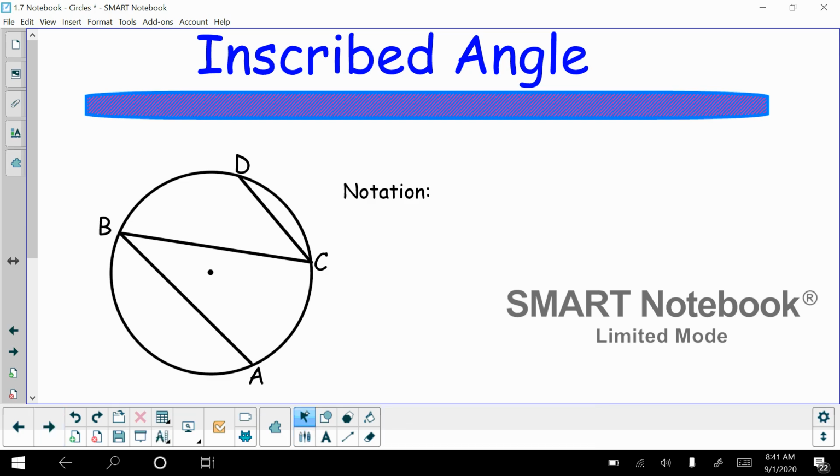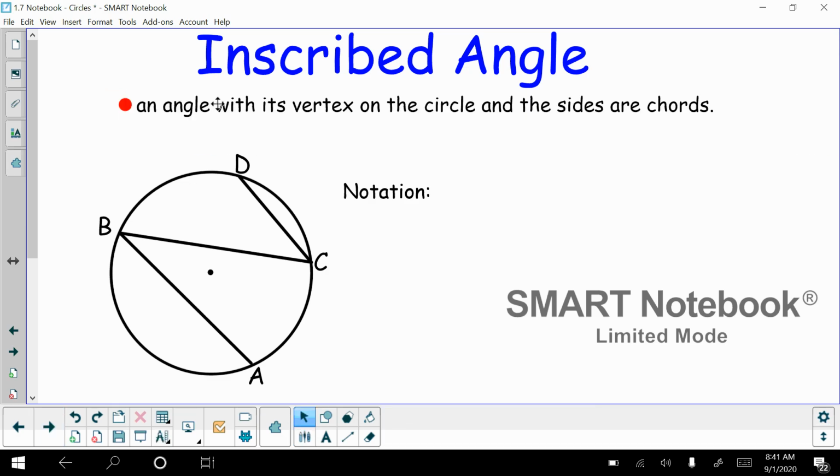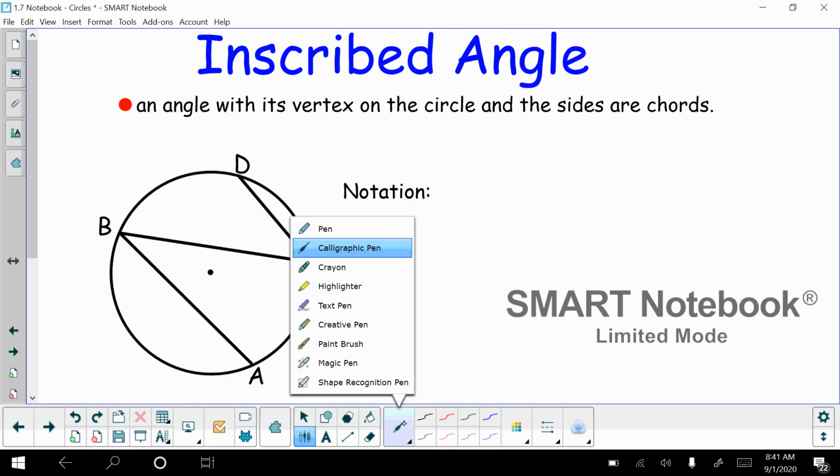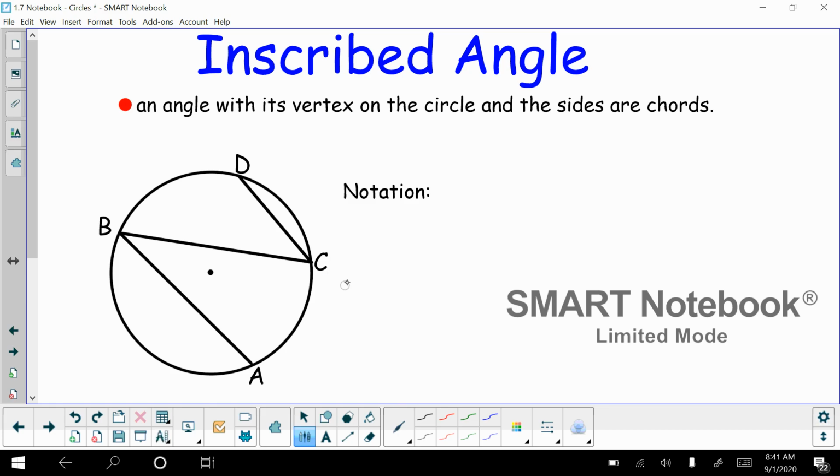Okay, inscribed angle. An inscribed angle is an angle with its vertex on the circle, and then the sides are chords. So let me highlight a couple of inscribed angles that we see here. So we have this angle here. You can see the sides are chords. And then we actually have another inscribed angle sharing one of those sides. So you have that pink angle and that blue angle that are inscribed angles.